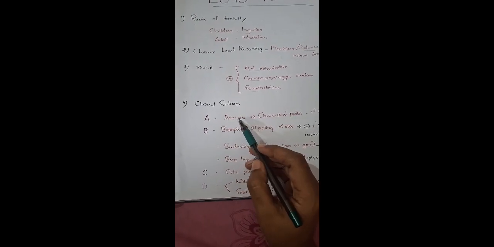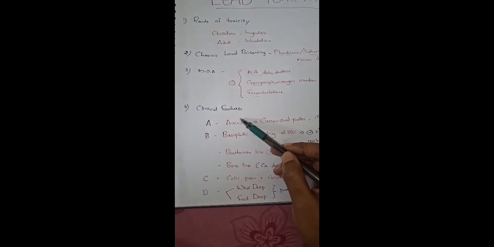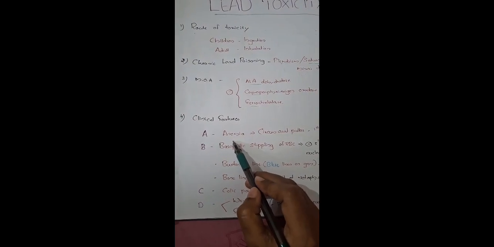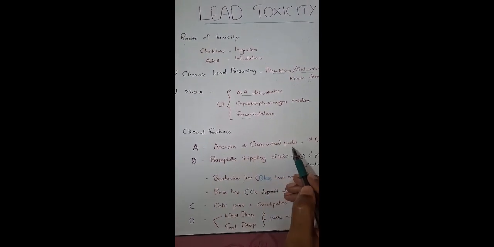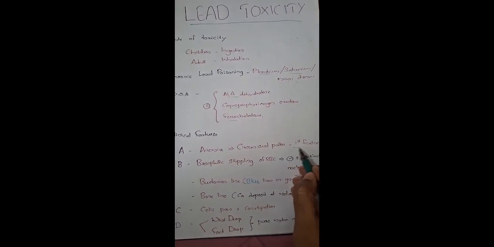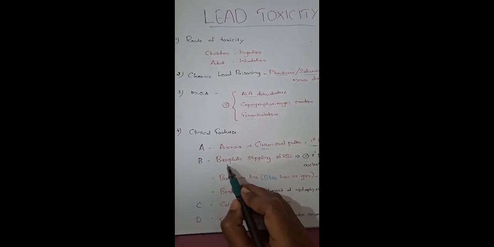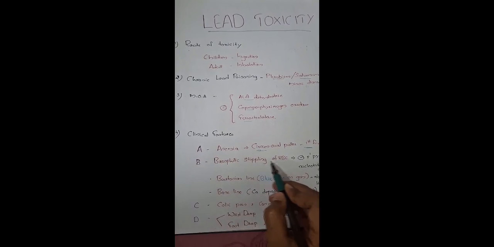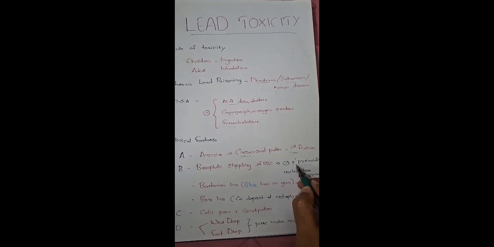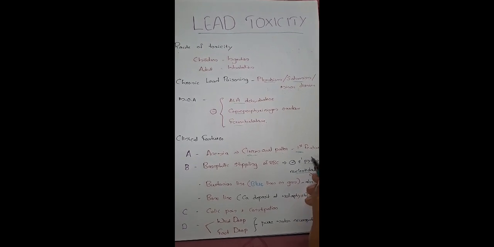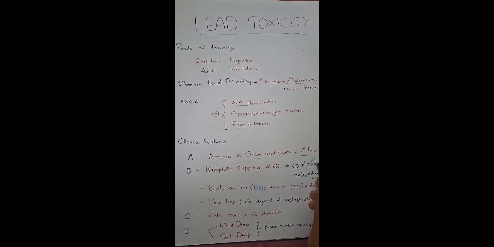Next, the clinical features. Clinical features of lead toxicity can be studied under A, B, C, D, E, F, and G. A stands for anemia, which shows circumoral pallor. This is the first feature. Then basophilic stippling of RBC. It is due to the inhibition of the enzyme pyrimidine 5'-nucleotidase, which is also a previous year MCQ.